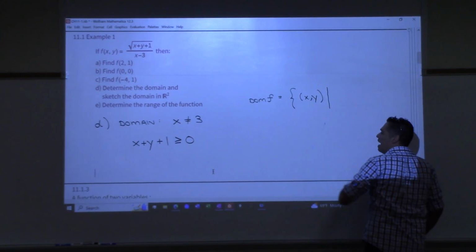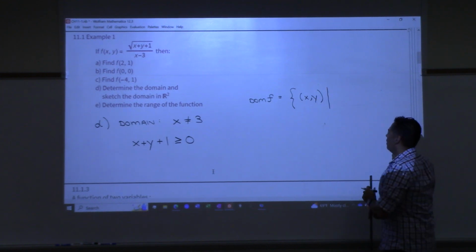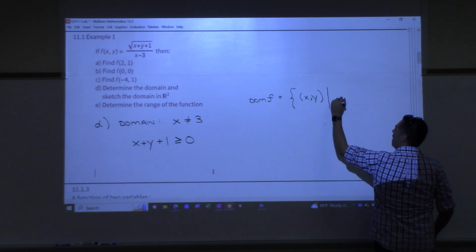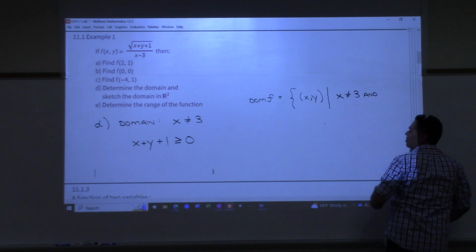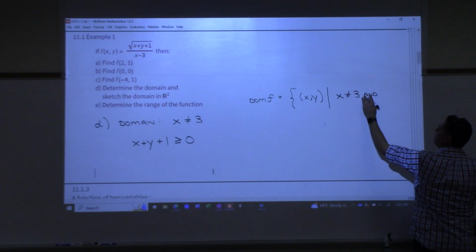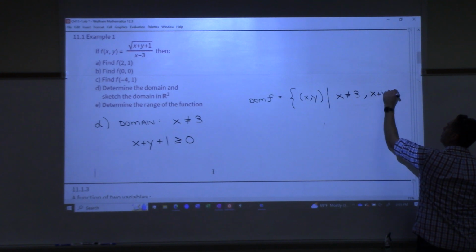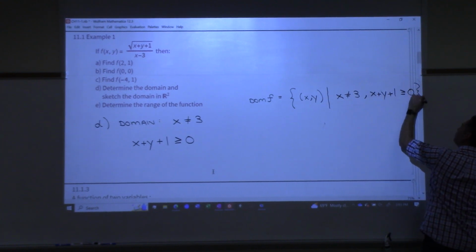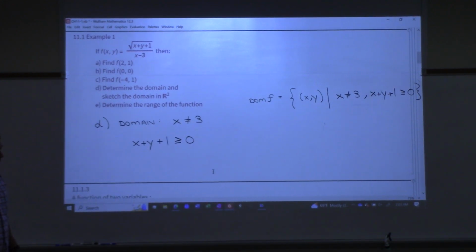This bar means such that. Some textbooks use a colon here, but a lot of textbooks use a bar. So this means all points such that x is not equal to 3 and, you could do comma, x plus y plus 1 greater than or equal to 0. That's the more precise way to write what the domain of this function is.